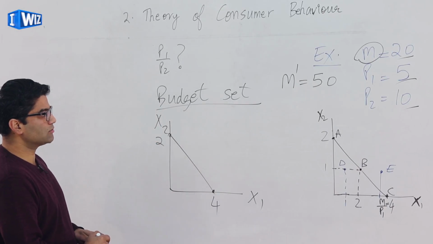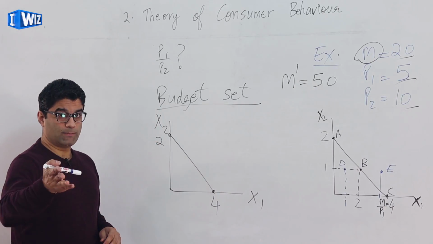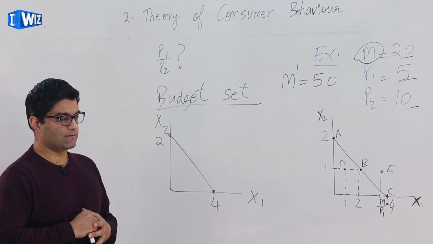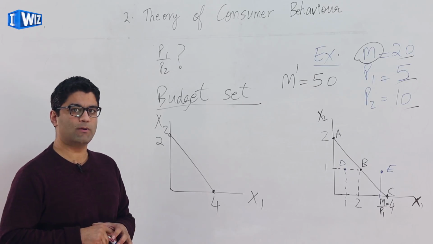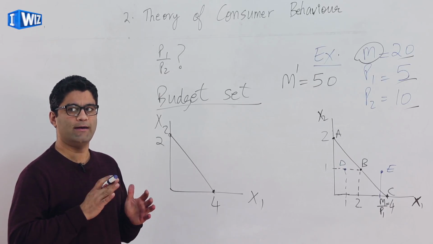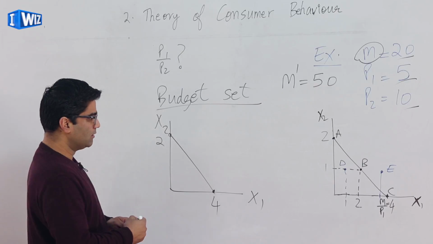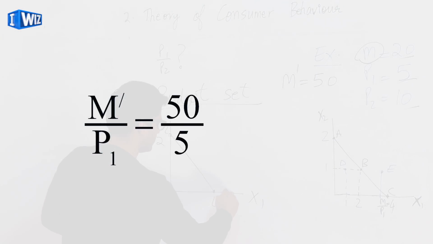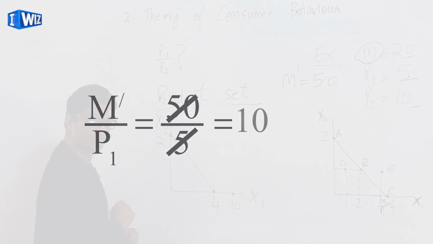All right, so let's look at the horizontal intercept first. Let me ask you, when your income goes to 50 and the price of good 1 is still 5, how much of good 1 can you buy if you buy nothing but good 1? So you divide 50 by 5, you can see that that number here is going to be 10.